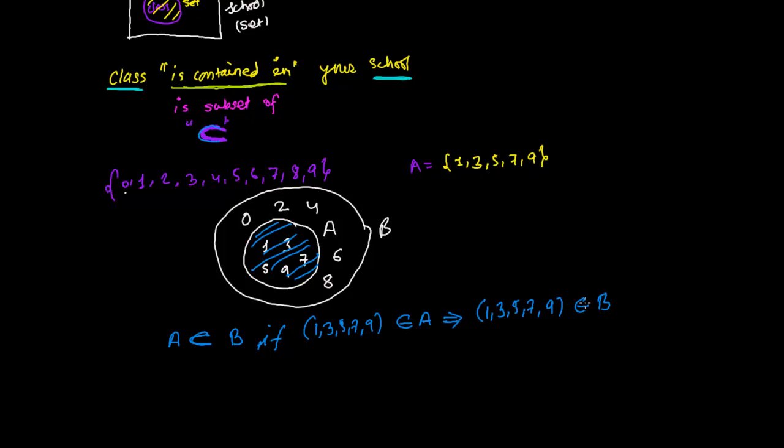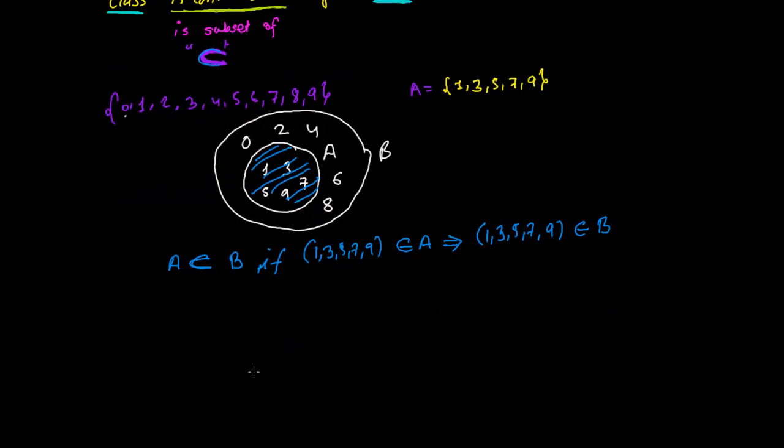See, A is a subset of B if the members of set A, that is 1, 3, 5, 7, are members of A, or you can say 1, 3, 5, 7 are contained in A and are also contained in set B. Alright, it is something like this.